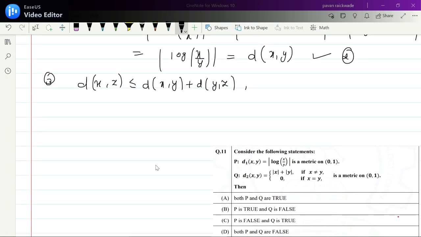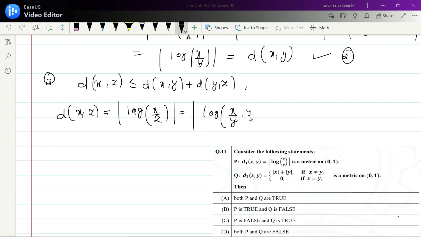Let's start with the distance between x, z. Distance between x, z is the modulus of log of x by z. I can write this as the modulus of log of x by y into y by z. I can write it like this because y is any positive number lying between 0 and 1. Using the logarithm property, this is log of x by y plus log of y by z.